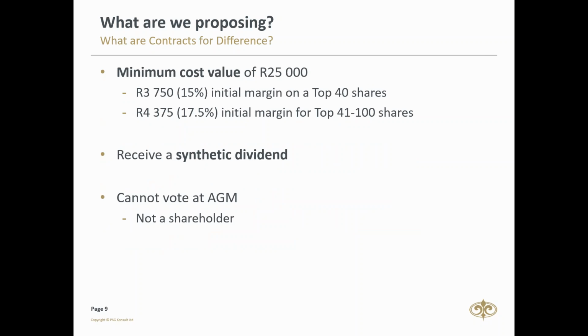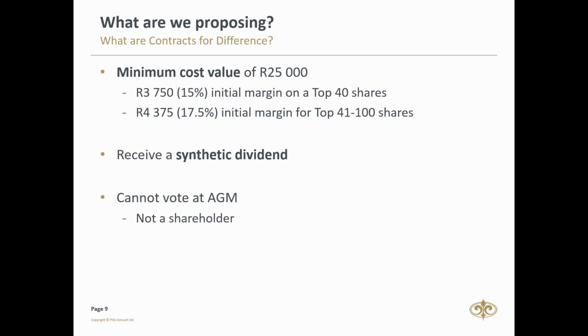When we have 2 margin bands within the business, the reason for that is volatility. The top 40 shares are less volatile and very liquid compared to shares 60 to 100. So for a share in the top 40, we'll ask you 15% initial margin, and a share from 41 to 100 will ask you margin of 17.5%.